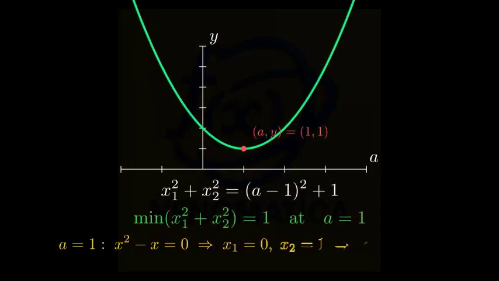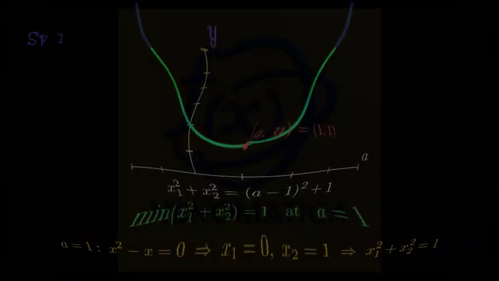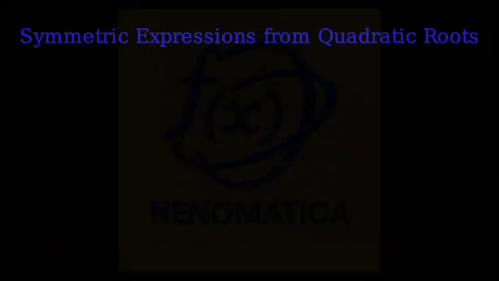Quick check, at a equals 1. The equation becomes x squared minus x equals 0, so the roots are 0 and 1. Then the sum of squares is 0 squared plus 1 squared equals 1, matching our minimum. In this lesson, we will solve a symmetric expression using Vieta's formulas.